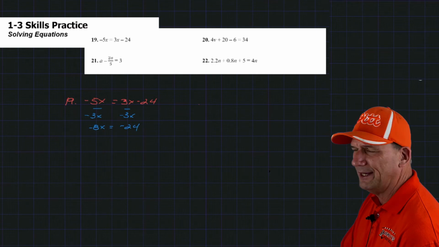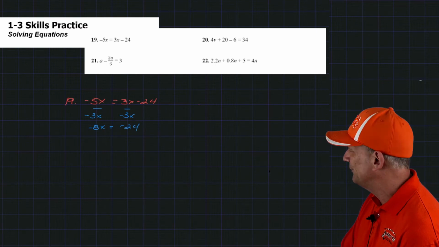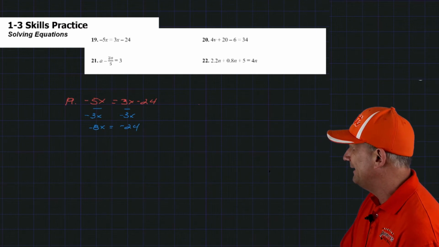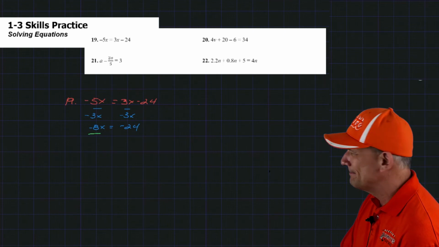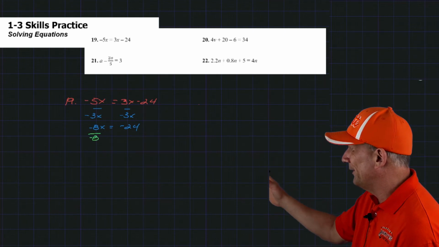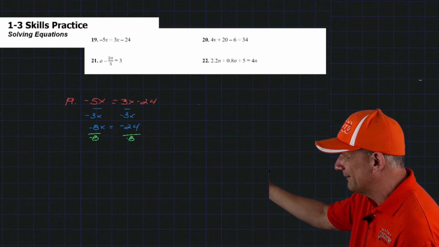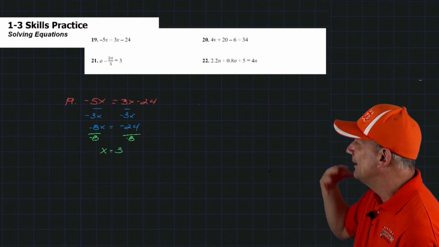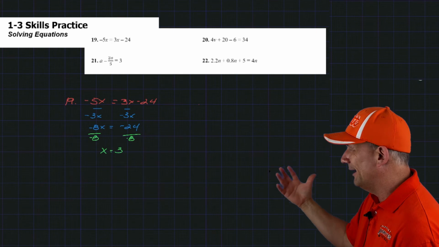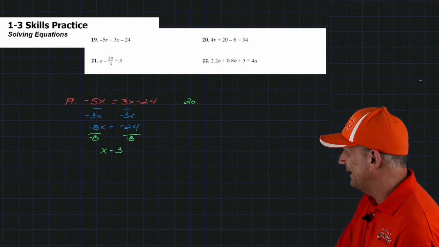Divide both by negative 8. Opposite signs will always be positive when you're doing multiplication and division. And in the end, x is 3. But what did they do? They multiplied by negative 8. We divide by negative 8, doing the opposite, undoing what they do. And that's how you get to the answer.